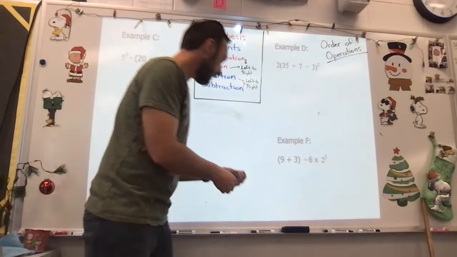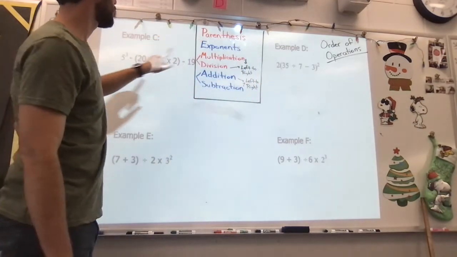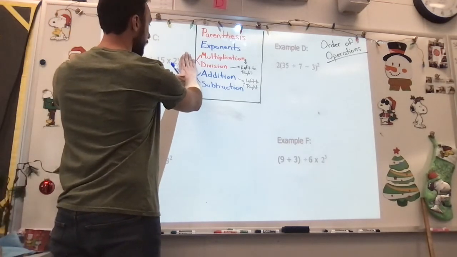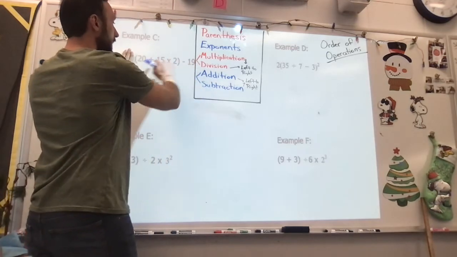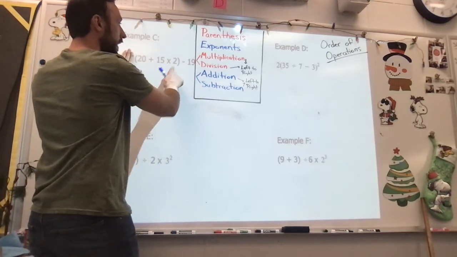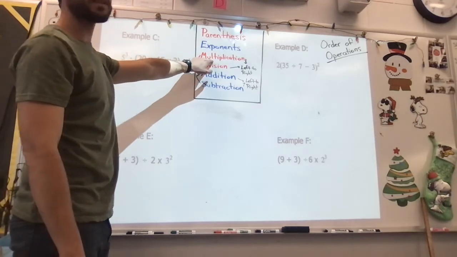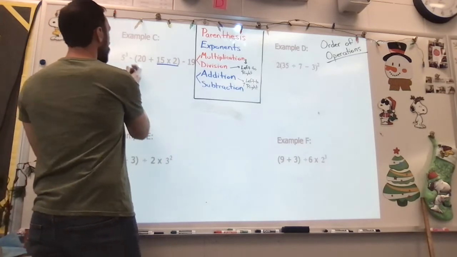So step 1 is to look at my checklist. Do I have any parentheses? Yes, I do. So I need to do what's inside there first. That's my first step, is to do what's inside my parentheses. And inside my parentheses, I have two options. I can either add or multiply. So let's look at my list. What comes first, multiplication or addition? Multiplication comes first. So I'm going to do my multiplication first.